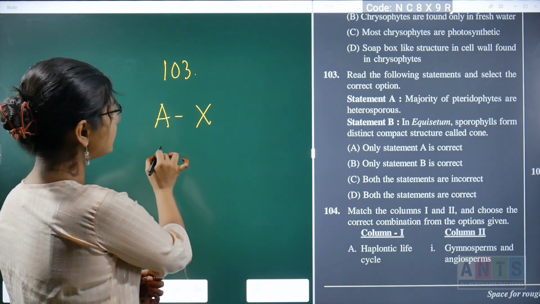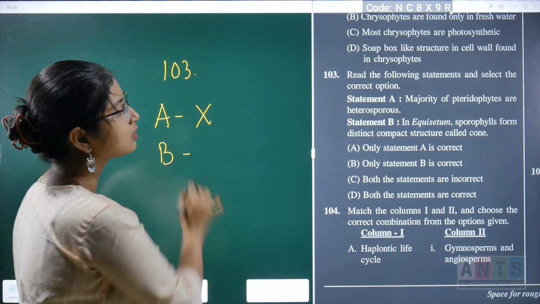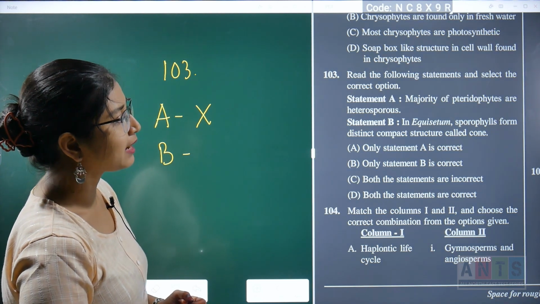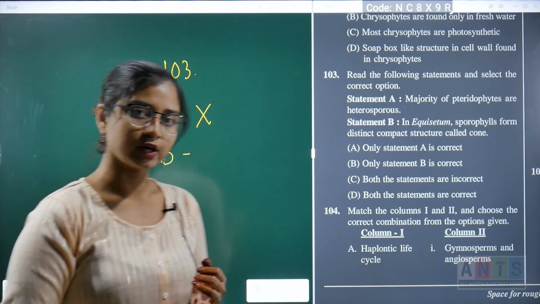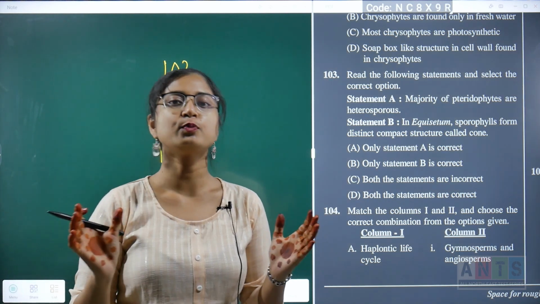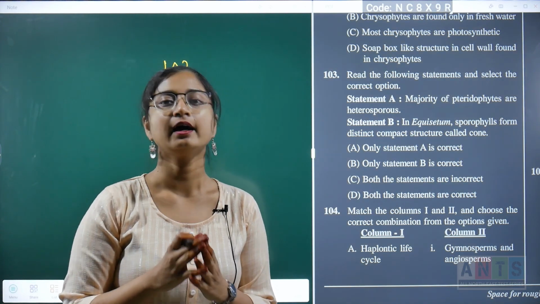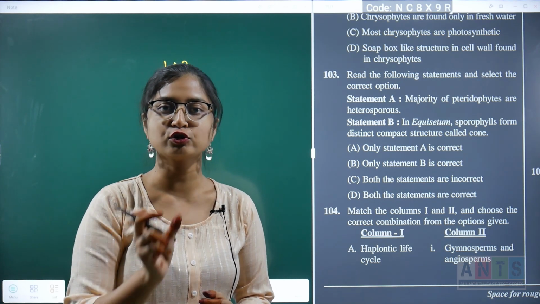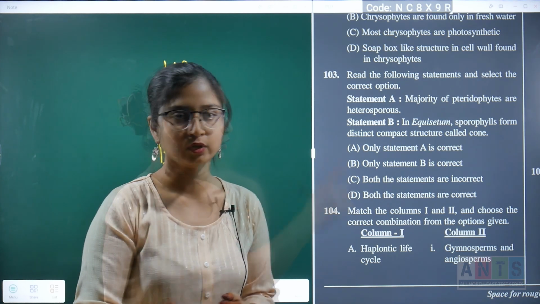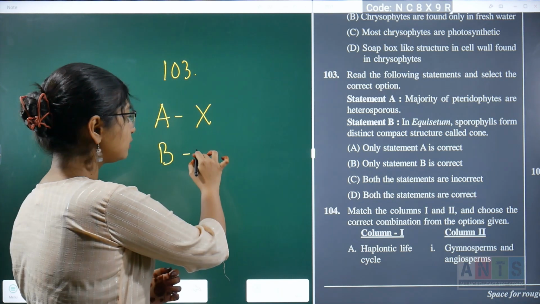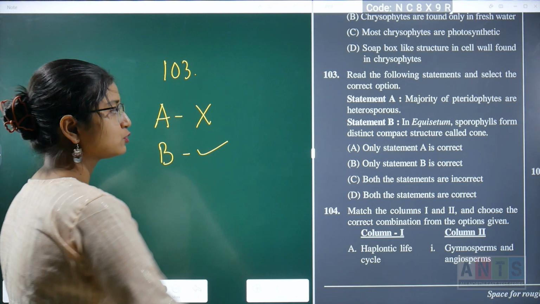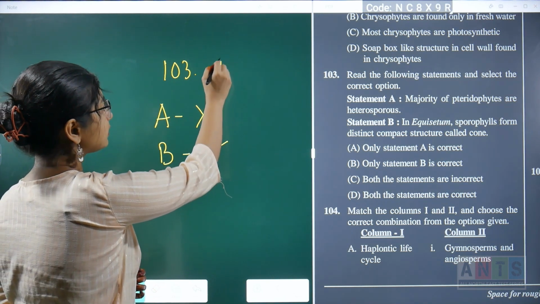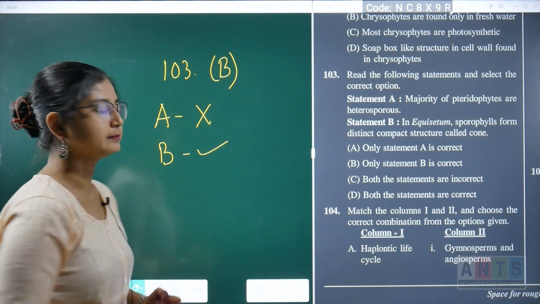Statement B, in equisetum, sporophylls form distinct compact structure called cone. So equisetum is a member of pteridophytes, and there the sporophylls, they tend to aggregate and result in the formation of a structure called strobilus or cone. So statement B seems to be correct. So going by that, only statement B is correct. So question number 103, the correct answer is option B.